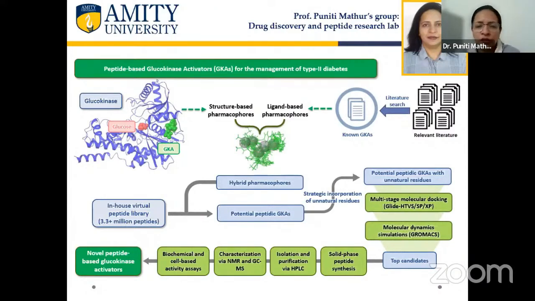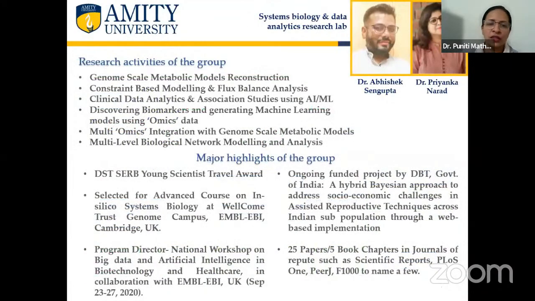So we have again used pharmacophores, and we have used known small-molecule GKAs, and we have used docking studies and dynamics studies to arrive at a few peptide sequences that could act as peptide GKAs. And then we went a step ahead, and with my collaborators in this institute, we actually synthesized these peptides, purified them, and we did some biological activity tests. So this was quite a complete study that we could do. And this is in the process of publication right now.